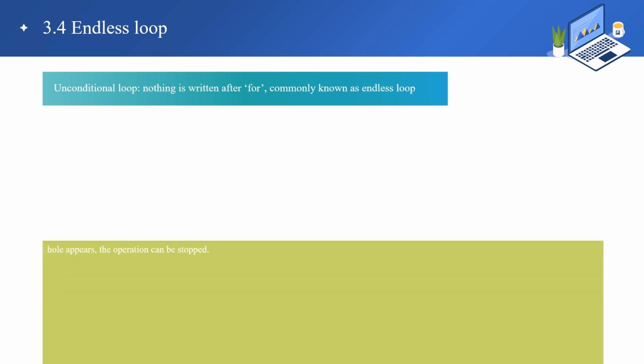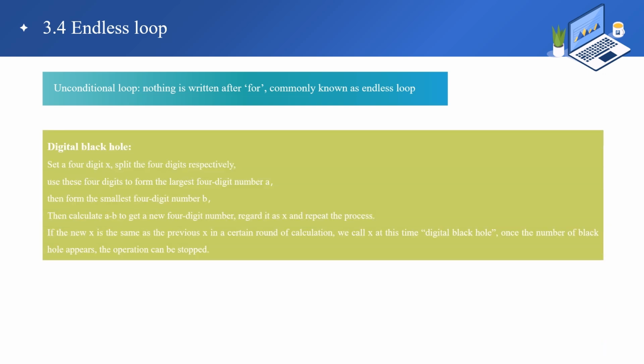Set a 4-digit number x, split the 4 digits, use these 4 digits to form the largest 4-digit number a, and then form the smallest 4-digit number b. Here, we also consider the numbers that begin with 0 and are actually 3 digits, 2 digits or even 1 digit as reasonable 4-digit numbers. Then calculate a minus b to get a new 4-digit number, regard it as x and repeat the process, so that the calculation can be repeated infinitely.